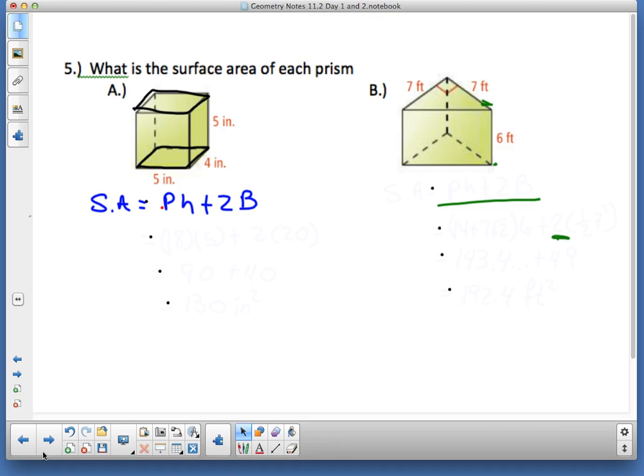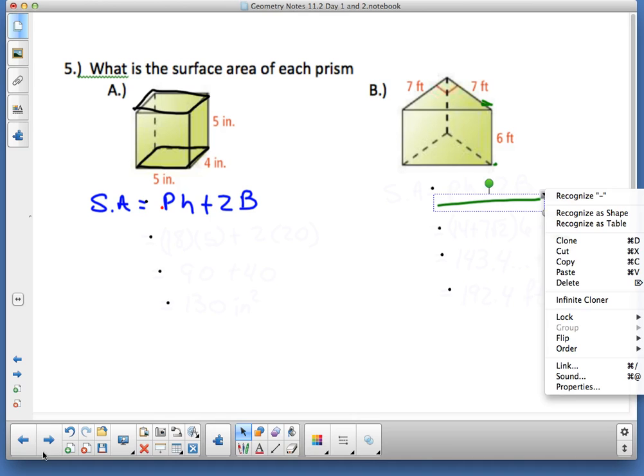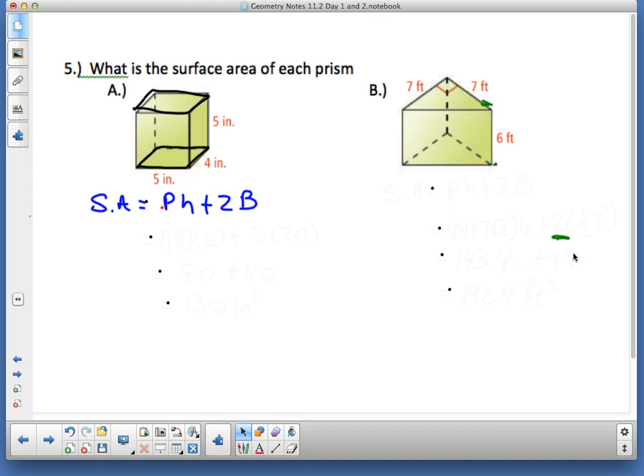Remember, this is the general formula every time we do surface area. This is about surface area, the covering. If I were to paint a shape, this is the amount of paint I would need in square units. First, P, the perimeter of the base.